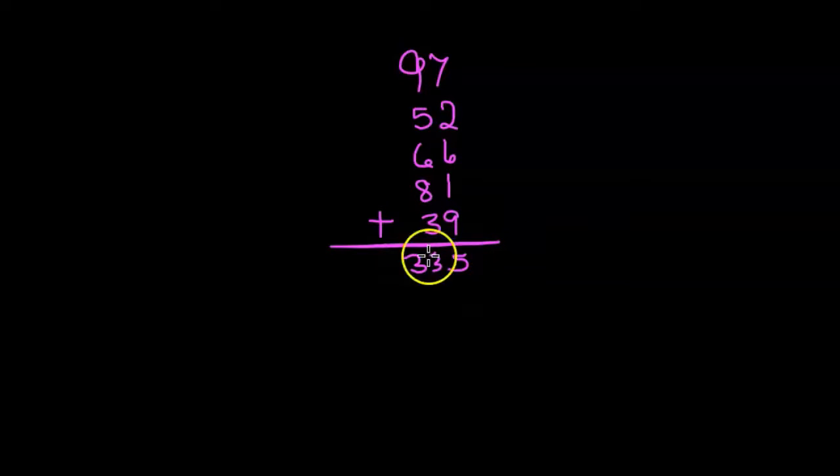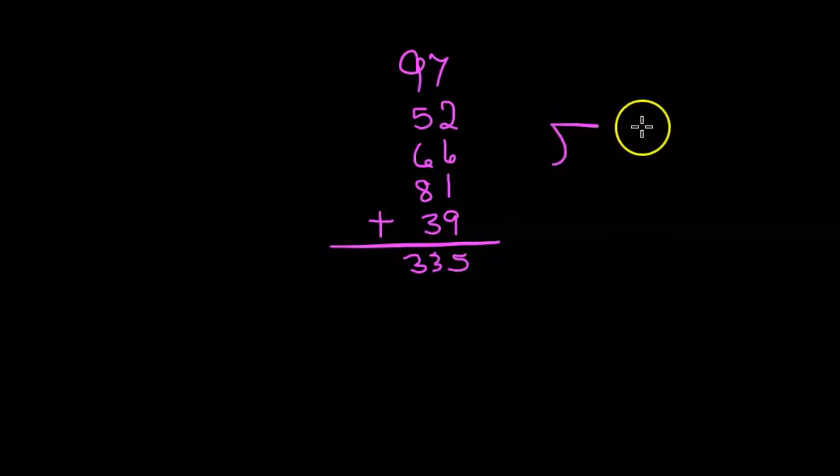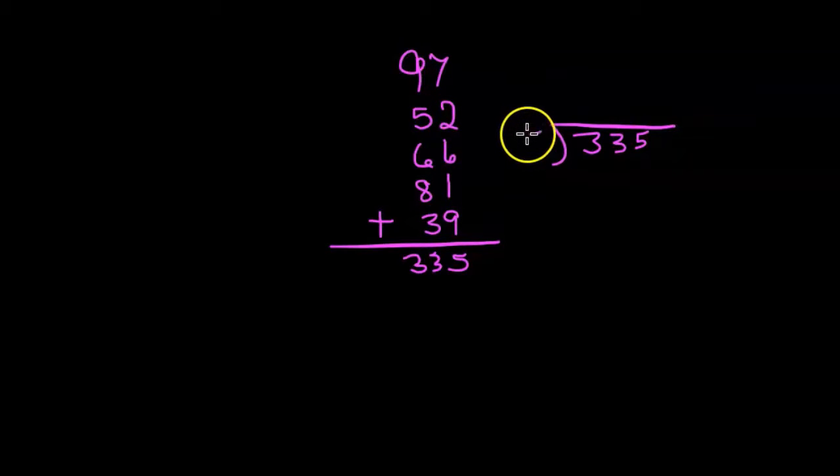All right, now what do I have to do after I get that added? I need to divide. Great job, 335. Now I count how many numbers I have. 1, 2, 3, 4, 5. All right, so will 5 go into 3? No. So how many times will 5 go into 33?